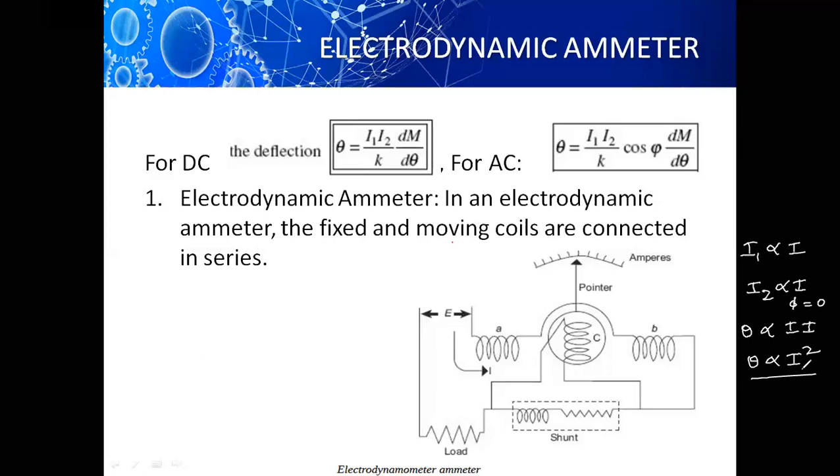Hence, this ammeter will measure the RMS value of the current. The scale will be non-uniform. And as we know, the damping is provided by air friction damping and the control is provided by spring control. Now let us go to the next slide.